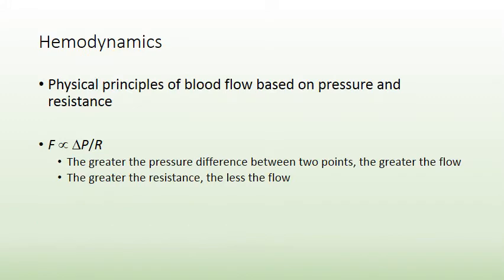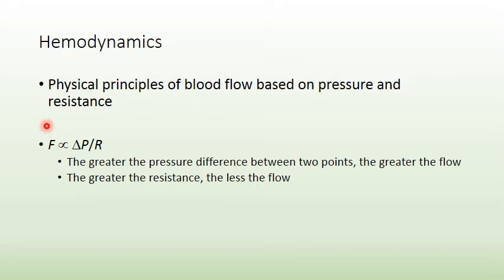So now we're going to talk about hemodynamics. So this is actually a physical principle of blood flow, and it's based on the idea of pressure and resistance. So what we're seeing down here is an equation. Let me point this out. So we have an equation right here where F is equal to flow. Delta P is going to be the difference in pressure between any two areas, and R is going to be resistance. So what the equation reads is that flow is proportionate to a change in pressure over resistance.